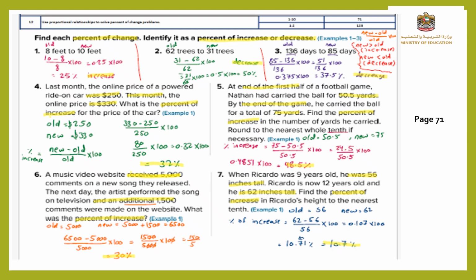Whichever method or steps are easy for you, just do it that way. Only one thing I'm repeatedly telling you is cross check. After finding the answer, go back to the question and cross check.